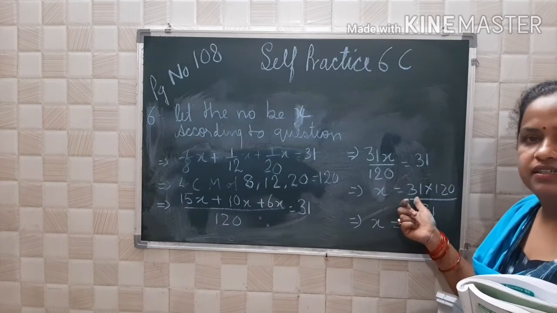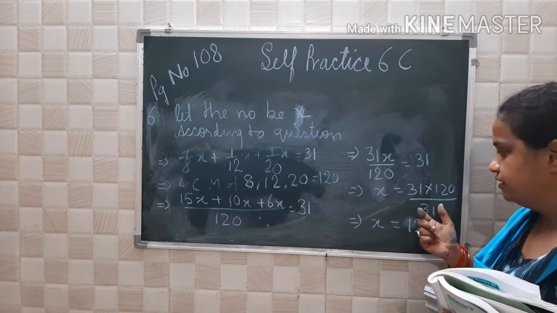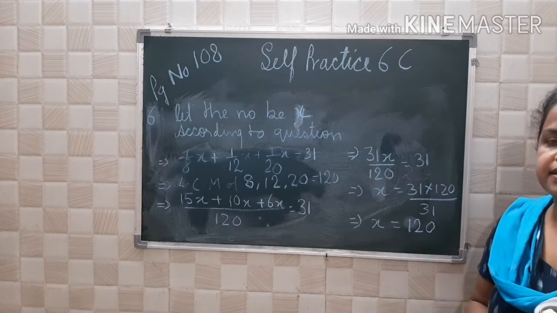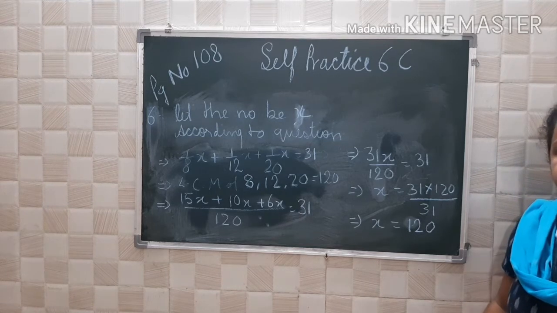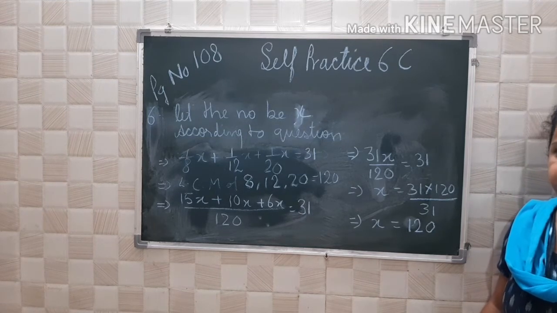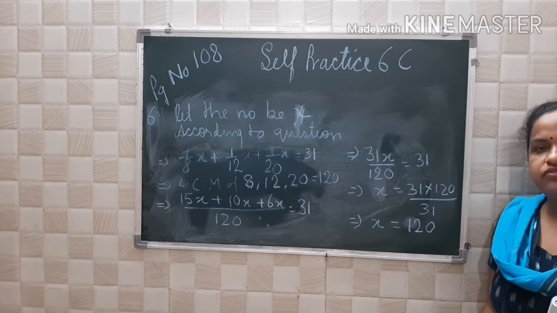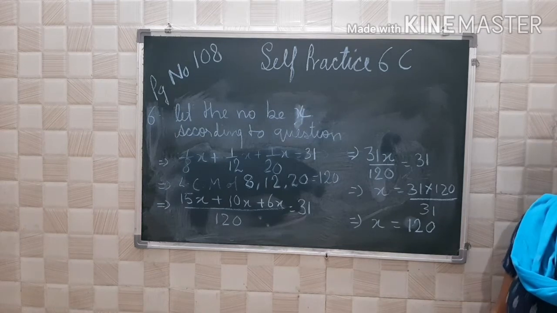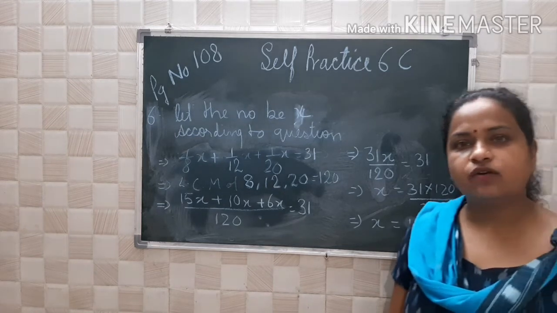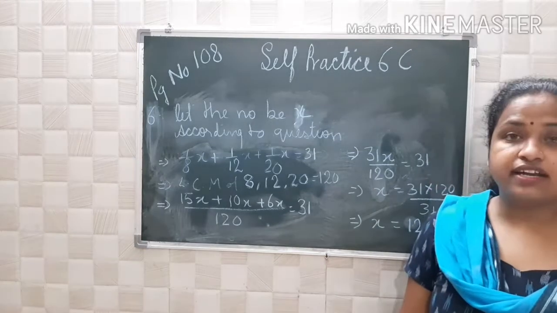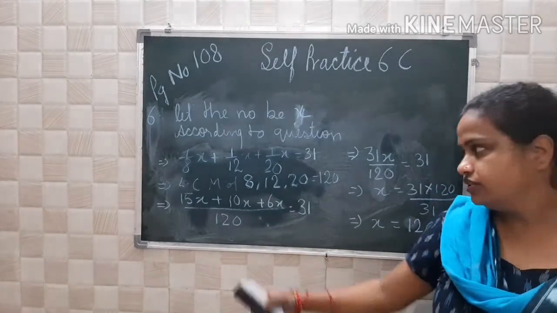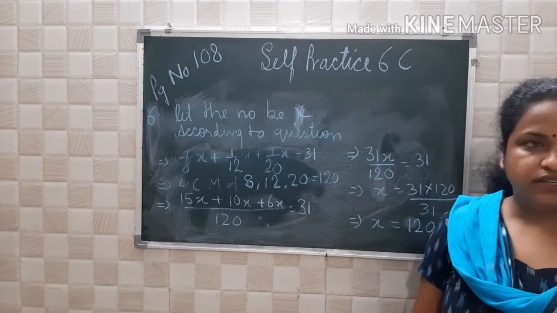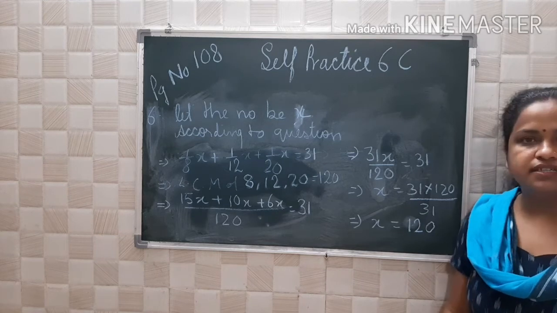So x will be 31 into 120 upon 31. Now 31 and 31 will be cancelled out, and what will you get? x is equal to 120. What will be the value of x here? 120. Okay? Clear? You have to see what is given in the question and accordingly solve. It is given to find the sum of 3 numbers. So in this way you will find the sum of 3 numbers. Okay. Now let's move to question number 7.